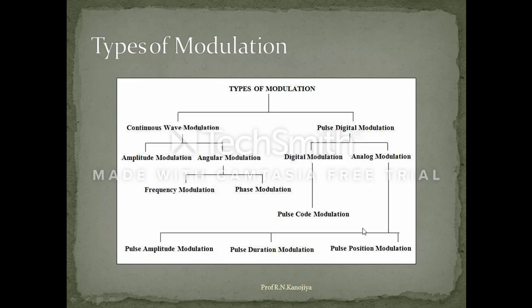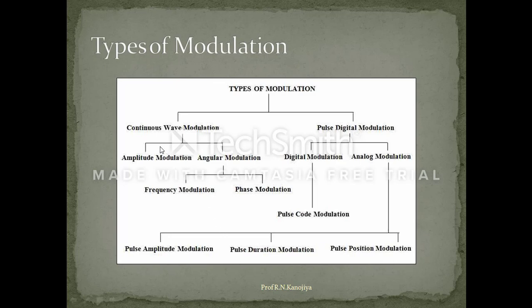Now, friends, these are the types of modulation. Basically, modulations are classified into two types. One is continuous wave modulation, and the other is called pulse digital modulation. Continuous wave modulation means there is a continuous message signal as well as a continuous carrier signal. Whereas in pulse digital modulation, the message signal is in the form of continuous wave, but your carrier is in the form of pulse wave.